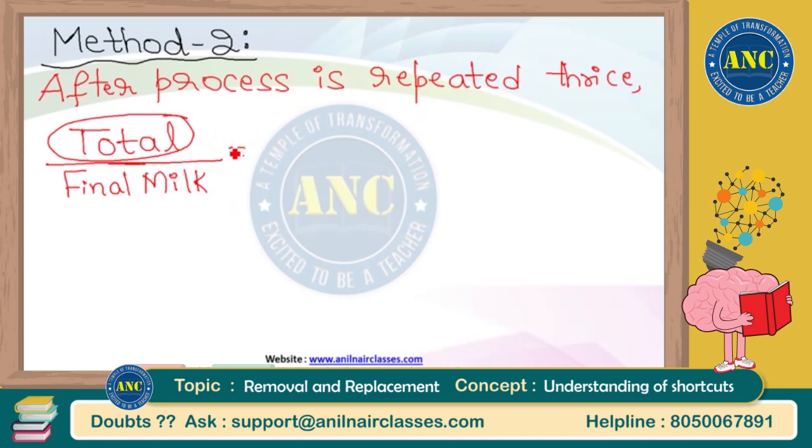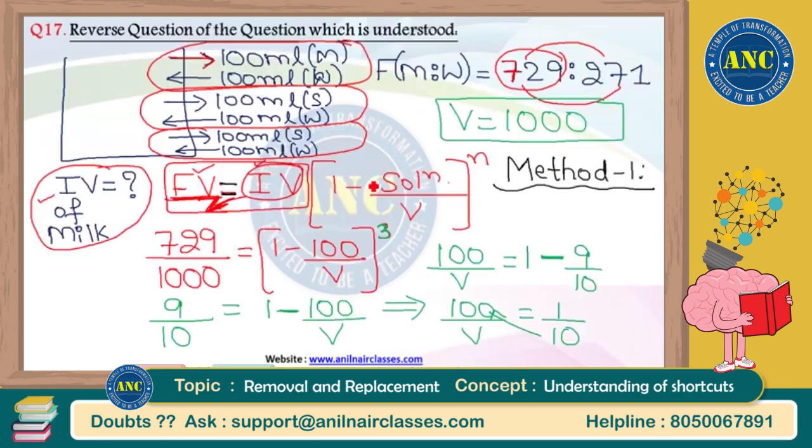Now see here. Total. According to the ratio, total is how much? It is 729 plus 271, that is 1000. Final milk according to the ratio is how much? It is 729. Now see here, sir. Always make it a habit like this. Very simple way of remembering and understanding as well. In method 2, total is the sum of these two. Initial is nothing but 729 for this question, because milk is decreasing in this question.